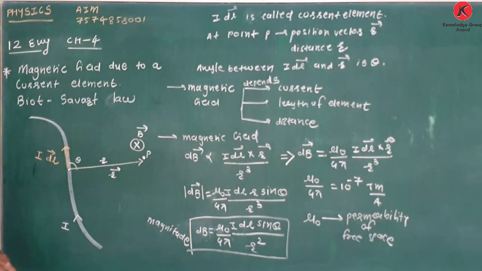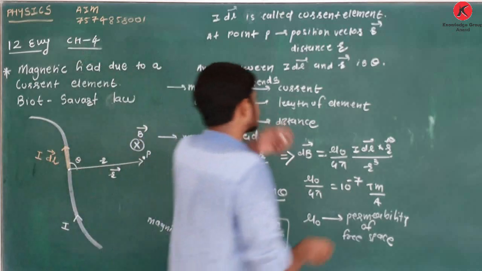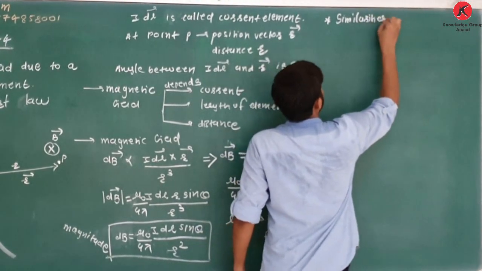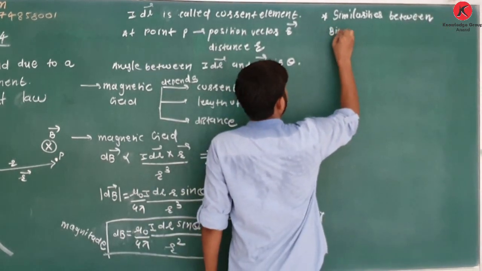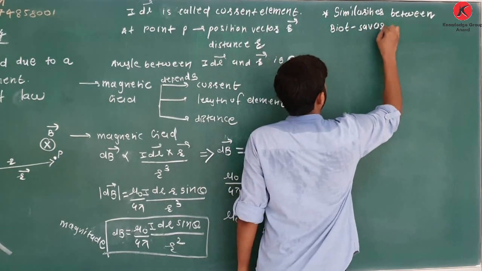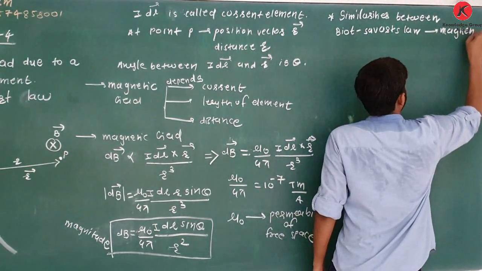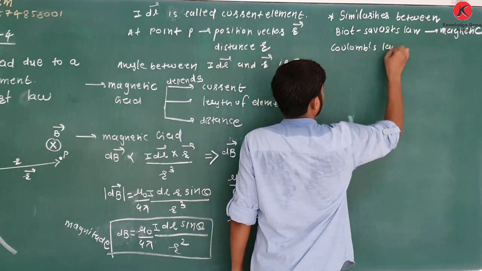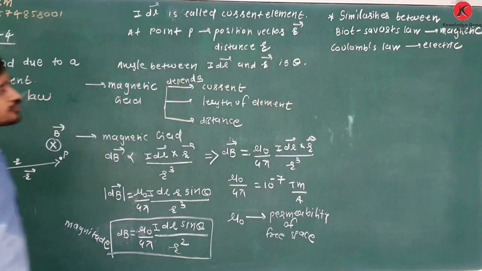Okay. Now we will see some similarities between Biot's law for magnetic field and Coulomb's law for electric field. What are the similarities between them?